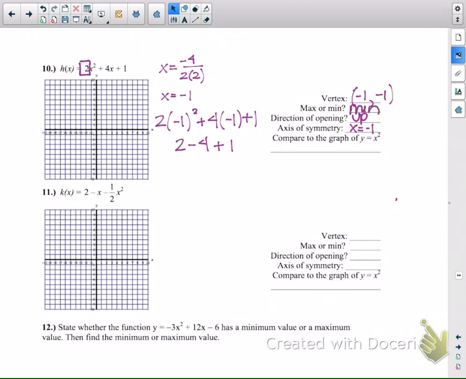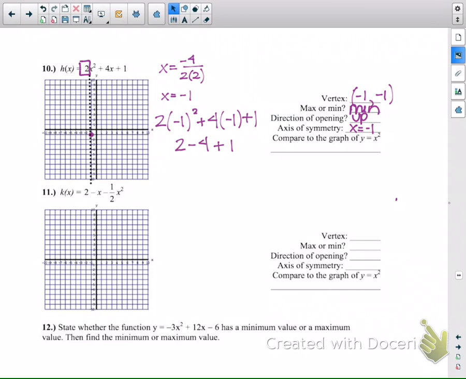min. So I start by graphing my vertex and my axis of symmetry. (-1, -1) is my vertex. Axis of symmetry is right here. Okay. Now, let's practice the pattern again for graphing.